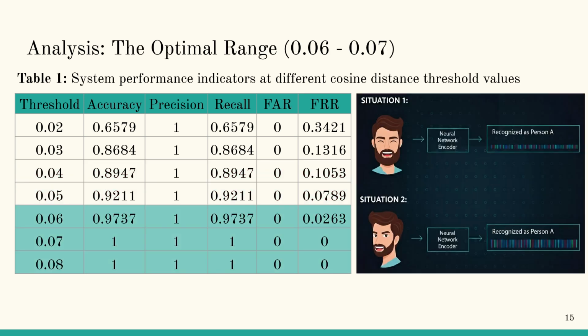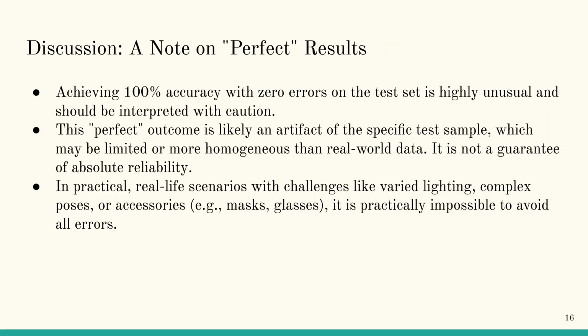Finally, we found the sweet spot is in the 0.06 to 0.07 range, which gives us the best balance of high accuracy and low error rate for practical use. You probably noticed that we hit 100% accuracy in our testing. We must admit that this perfect result is likely an artifact of the specific test data. In the real world, with varied lighting and obstructions, achieving absolute perfection is practically impossible.